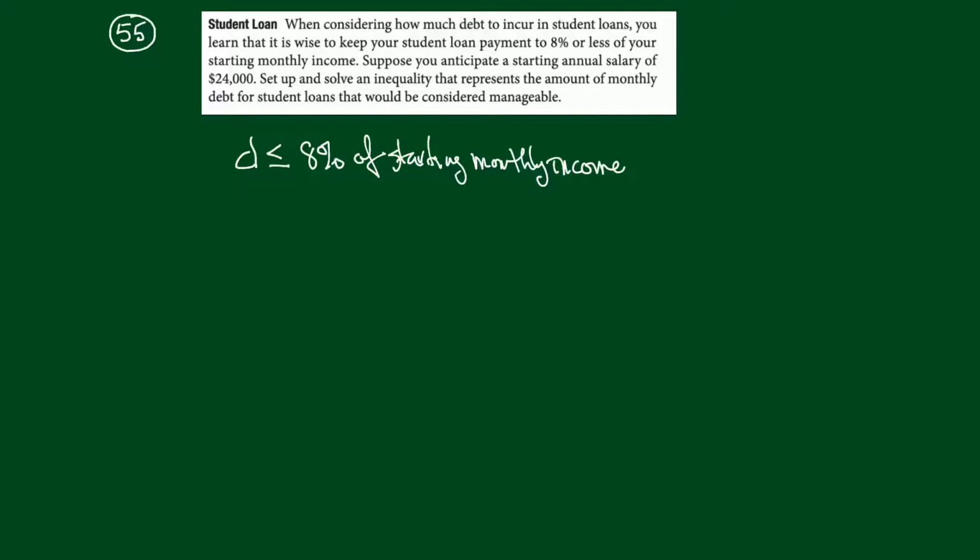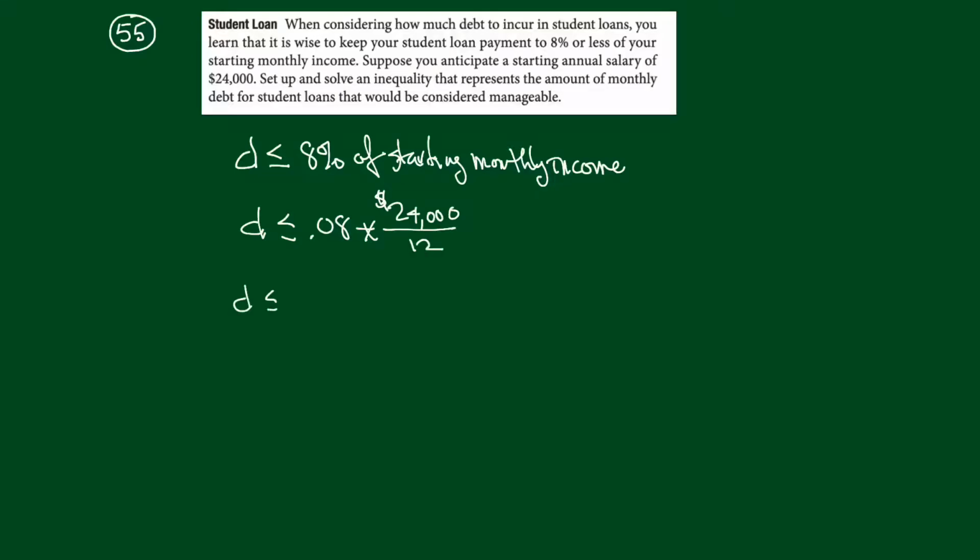Now I'm going to translate it. So the debt is going to be less than 8%, 0.08. Now of is going to be times. I'll write a times sign like that. Starting monthly income. Well, we've got to be a little bit careful because what did they give us up here? They gave us a starting annual salary. Annual means our salary per year, and we want it per month. So why don't we do this? Our monthly income would be that $24,000 divided by 12.